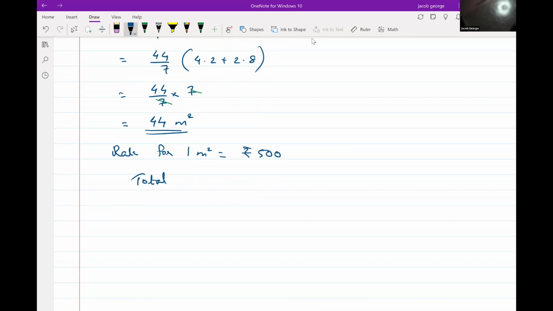Total cost is 44 into rupees 500. So we have to multiply 44 into rupees 500. Yes, can you multiply this one? You multiply 44 into 5 and put 2 zeros. Only Dejwa's answer I received. Others also, please multiply and send the answer.